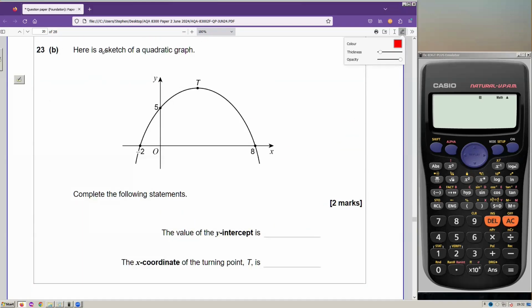23b. Here is a sketch of a quadratic graph. Complete the following statements. The value of the y-intercept, well, that's only where it crosses the y, and they've told us there is 5. That's 1 mark.